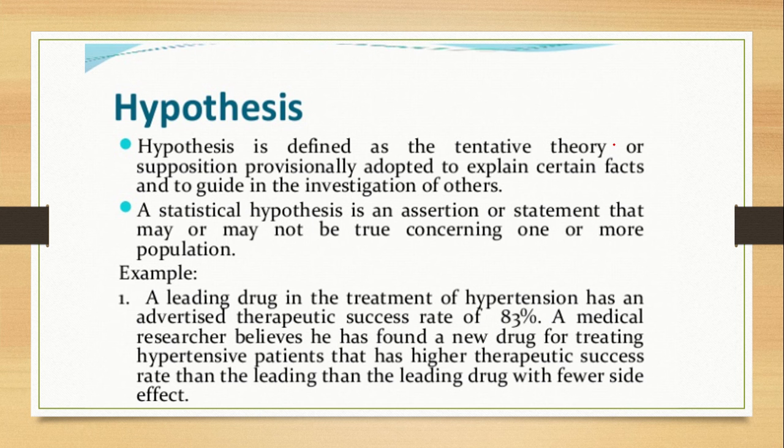Hypothesis is defined as the tentative theory or supposition provisionally adopted to explain certain facts and to guide in the investigation of others. A statistical hypothesis is an assertion or statement that may or may not be true concerning one or more populations. For example, a leading drug in the treatment of hypertension has an advertised therapeutic success rate of 83%. A medical researcher believes he has found a new drug for treating hypertensive patients that has a higher therapeutic success rate than the leading drug with fewer side effects.